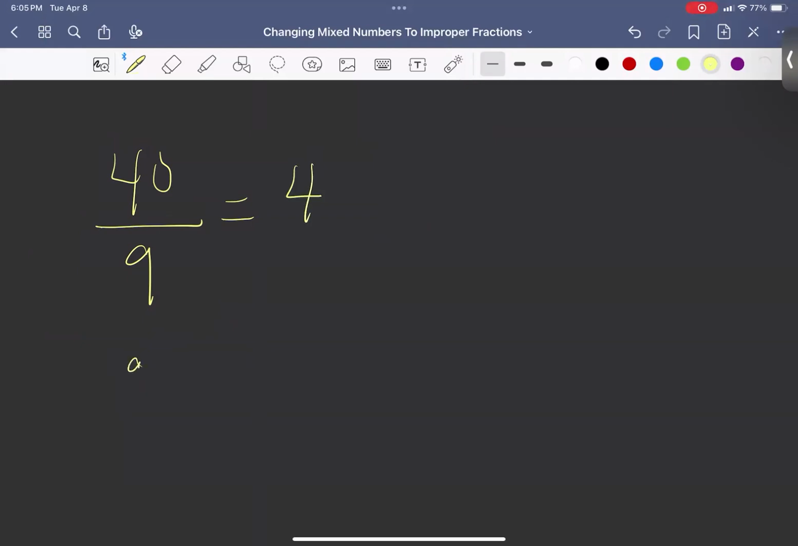And the last one, let's do 40 over 9. So 40 divided by 9 is 4 because 9 times 4 is equal to 36. There's 4 left over because 40 minus 36 equals 4. And we keep the same denominator. So your answer is 4 and 4/9.